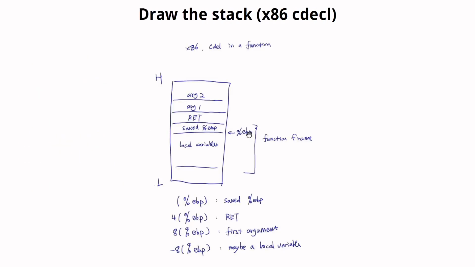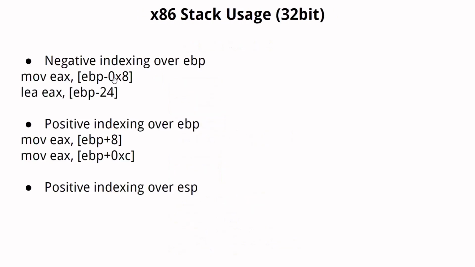EBP points to here, right? Then what is EBP minus 8? Might be some local variables, okay? So this one, EBP minus 8, move to EAX. So we're probably moving a local variable to the register EAX.